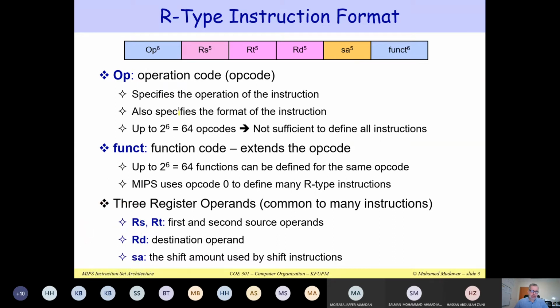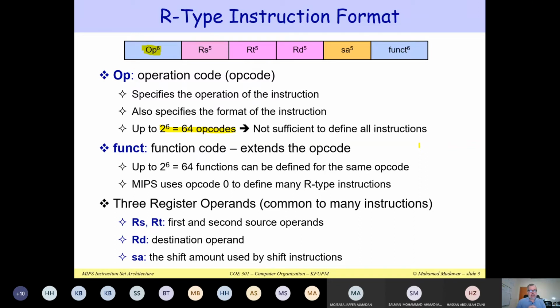I'm going to use my highlighter here. So that's my opcode. The 6 here indicates that the opcode field is 6 bits. Because the opcode is 6 bits, you can define 2 to the power 6, which is equal to 64 opcodes. Now, 64 opcodes is not really sufficient to define all the instructions in the MIPS architecture. The MIPS architecture defines more than 64 instructions. If you had only 64 instructions or less, then the 6-bit opcode field would be sufficient.